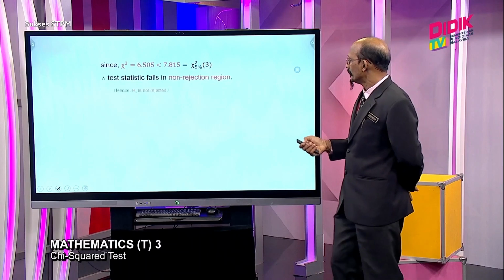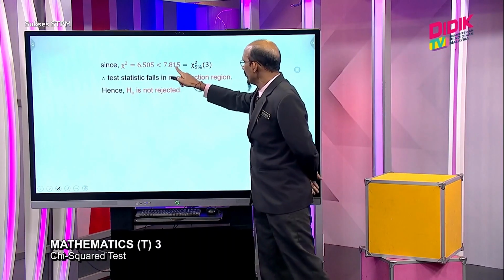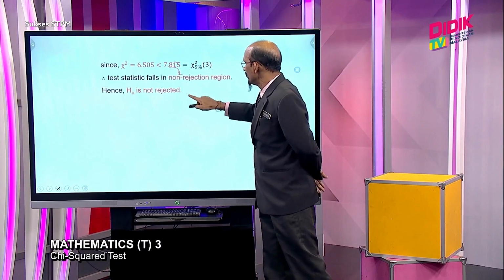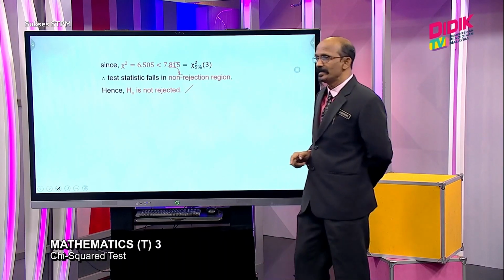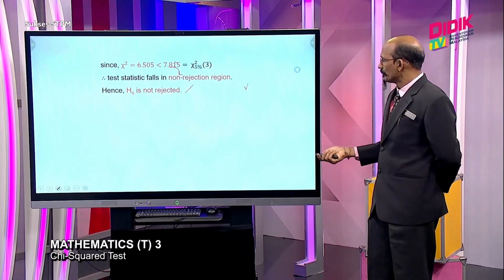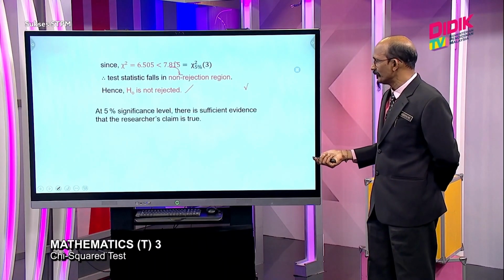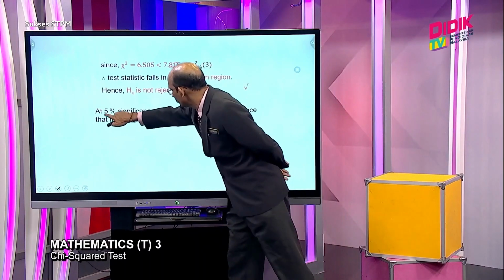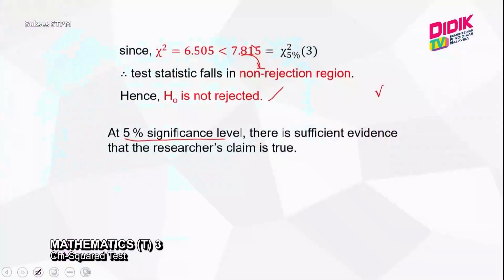So this is my test value, this is my critical value. I do the comparison with my result here. Then this is my early decision: H0 is not rejected. So if H0 is not rejected, at 5% significance level, there is, if you notice, a keyword that must be included. So the researcher's claim is true, because we are not rejecting H0. That means my researcher's claim is true.